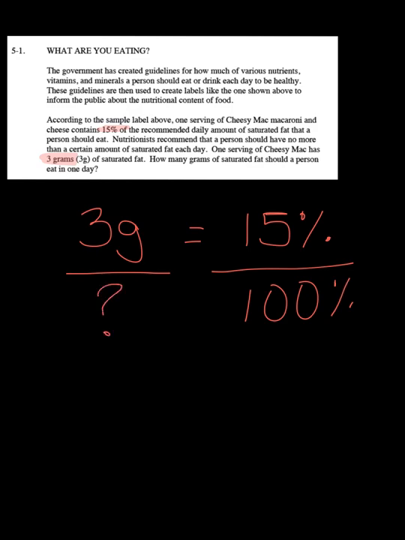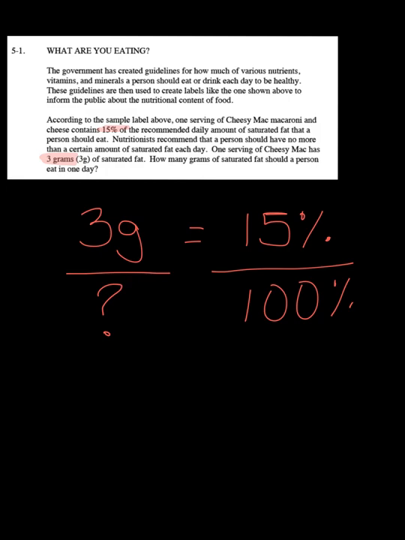So all you have to do is, as you can see, I've been writing down some important information as we're going. I put the 3 grams was equal to the 15%, and I put 100% over here with the 15% to say that this was the part of saturated fat out of all the saturated fat. So now all I need to do is find this missing piece here.